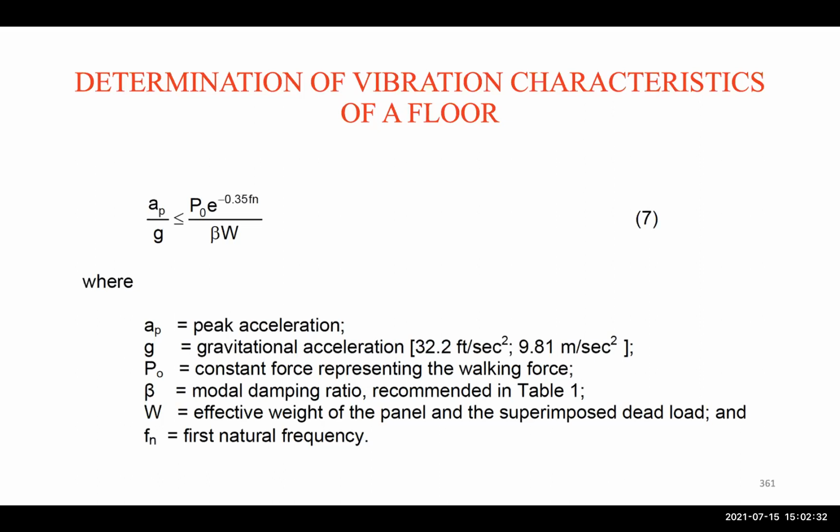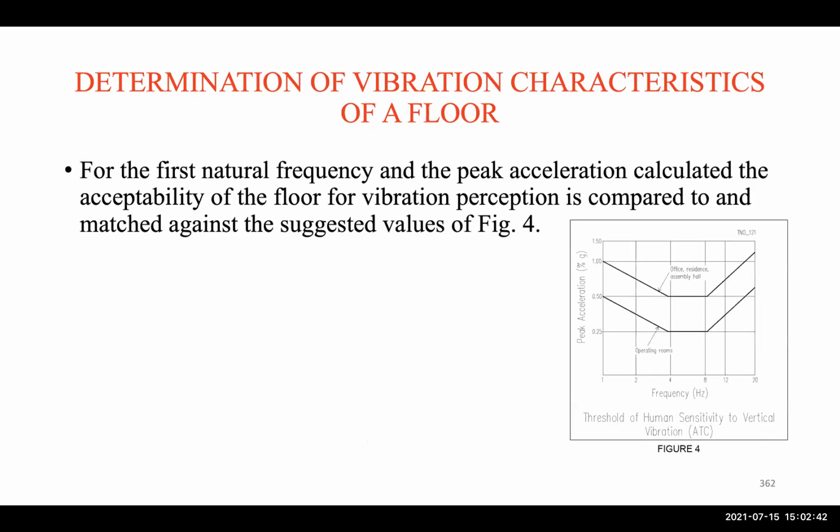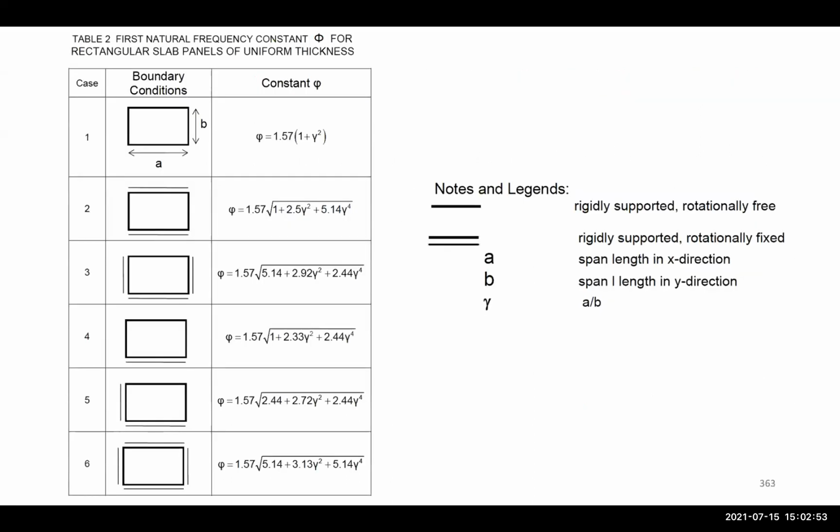So again, we talked about the panel, the mass, right? So that is taken care of here, okay? And then Fn is the first natural frequency. Okay, so we can determine that based on this. So we calculate this, and then we have this figure, and then we compare with whatever limit that we have here.